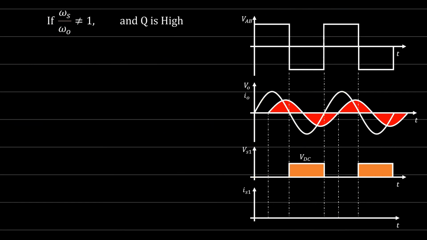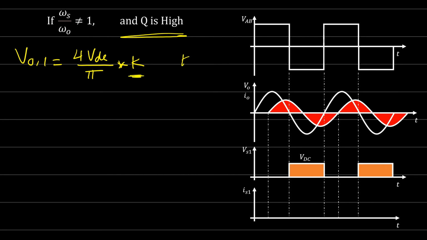Okay, let's say, for example, omega s over omega naught is not equal to 1 and Q is high as well. What happens at this moment? The fundamental frequency V out 1 is equal to 4 VDC over pi times, let's say, K. Because we have 1 over 1 plus Q times something. This is a value, it's not 1, right? You'll find that this K is less than 1. It's not equal to 1, it's less than 1.